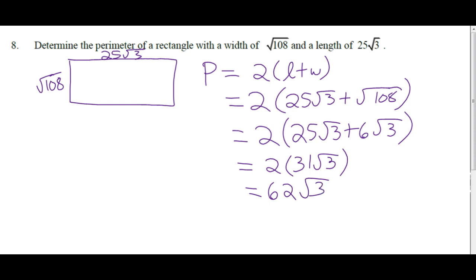How can you check that? You can go 62 root 3, enter. You can go root 108 plus 25 root 3 plus root 108 plus 25 root 3. You just add each side individually and then hit enter. And if they're the same, you know it's right. And this is simplest form. And they didn't put units on there, so there's no units to put here. They didn't say root 108 centimeters, they said root 108, so it's just a number. It doesn't have any units with it.